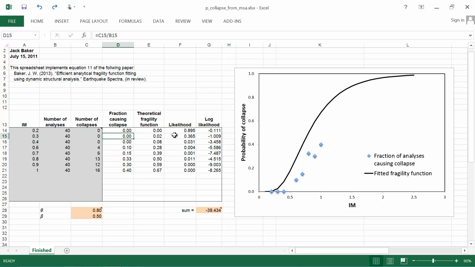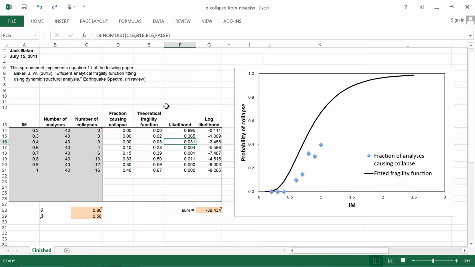My theoretical fragility function is just the values of the black function evaluated at the particular IM level of interest. If I look at this formula, I'm taking my normal cumulative distribution function, I'm plugging in the log of the IM value that I'm interested in, and then I'm specifying the theta and the beta values here. So this is just mathematically computing my fragility function. And we can see here, for instance, if I pick the IM level of 0.4, I observed 0 collapses, so my fraction of collapses is 0. My fragility function, as of right now, says there's an 8% probability of collapse at this IM level. So I'm a little bit off here, but that's okay. Okay, so that's my fragility function.